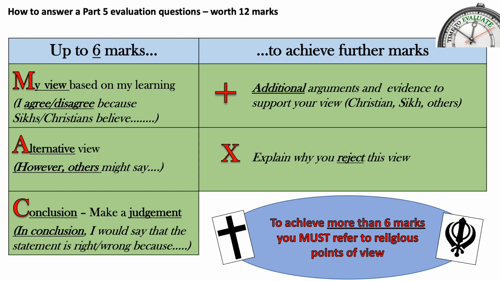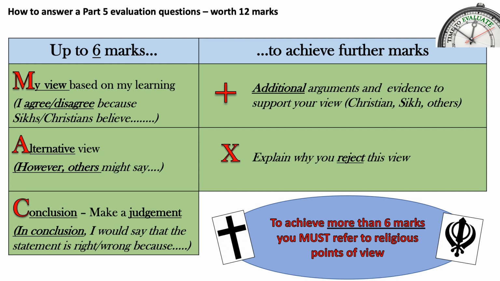So if you remember, these evaluation questions, Part 5s, will always start with a quote. So something like, if God were all loving, there would be no suffering in the world, or the resurrection is more important than the incarnation. And what you need to do is have a think about why some people would agree with that statement, why some people might disagree with it, consider your viewpoints, and make sure that you're referring to religious points of view. Now, we know that the two religions that we study in GCSE are Sikhism and Christianity, so you need to make sure that you are referring to the relevant religion when you're answering one of these questions.